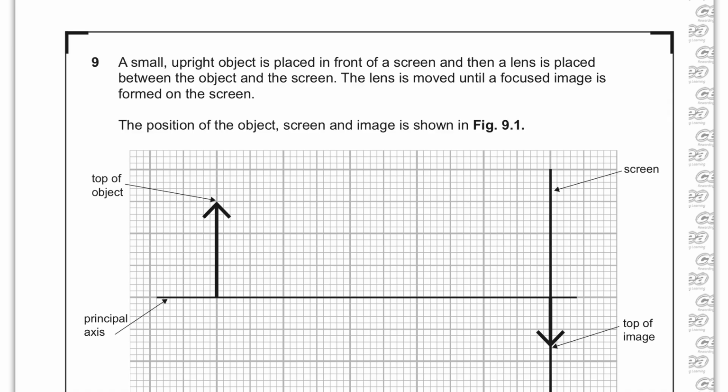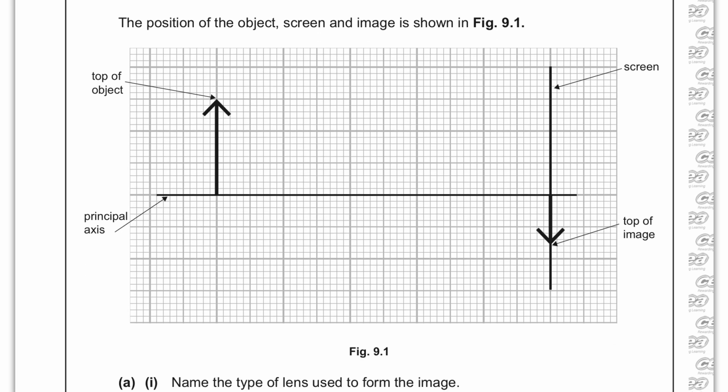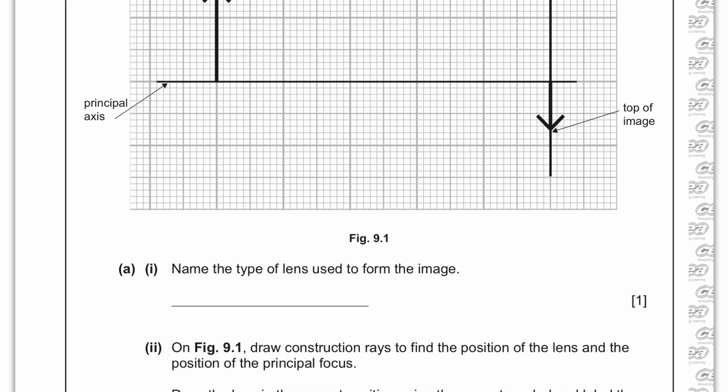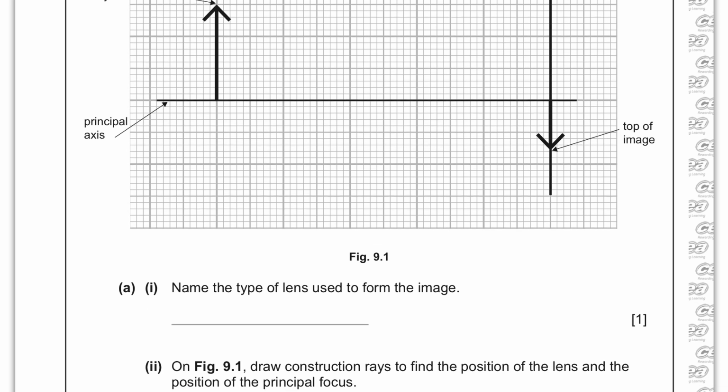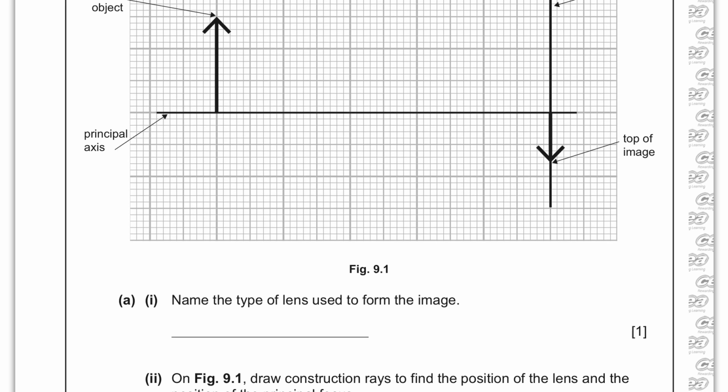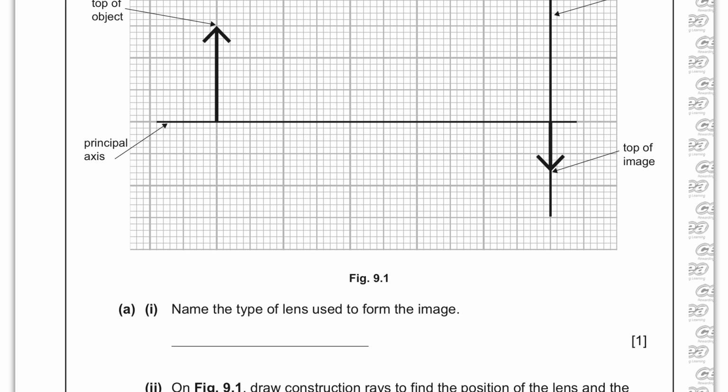Question 9. A small upright object is placed in front of a screen, and then a lens is placed between the object and the screen. The lens is moved until a focused image is formed on the screen. The position of the object and the screen and the image are shown in figure 9.1. Name the type of lens used to form this image. It's a real image, so it would have to be a converging lens.